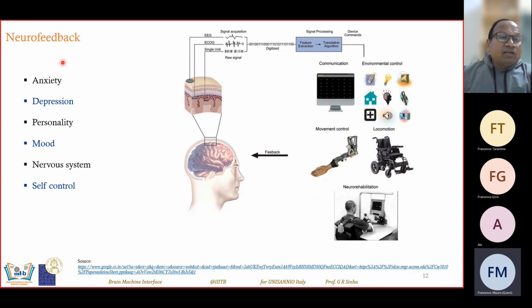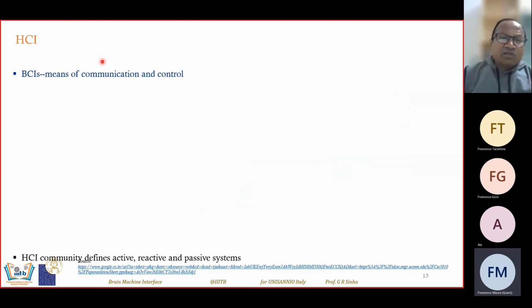So the neurofeedback used in BMI is used for dealing with anxiety, depression, personality traits. Someone suffering with that kind of lack of self-worth, lack of self-ability. So personality trait, mood disorder, nervous system difficulty, self-control, lack of self-control. These are the areas where neurofeedback actually works brilliantly. A lot of research is going on.